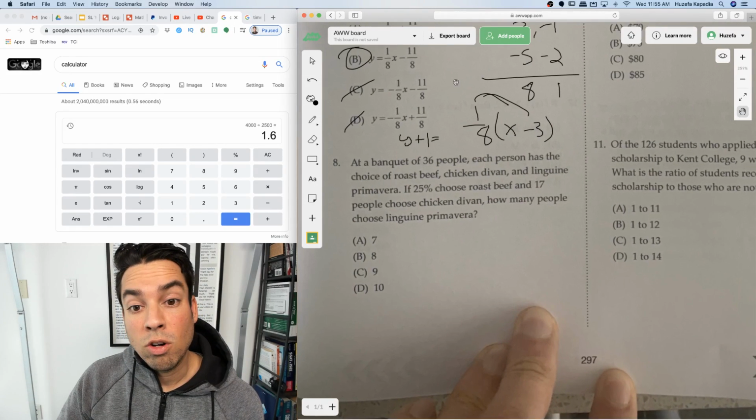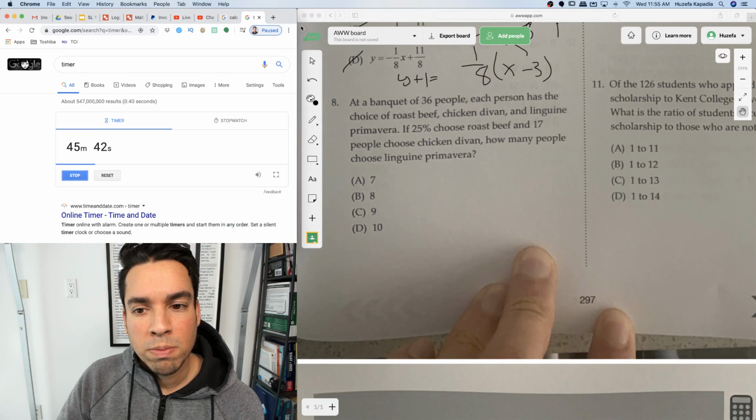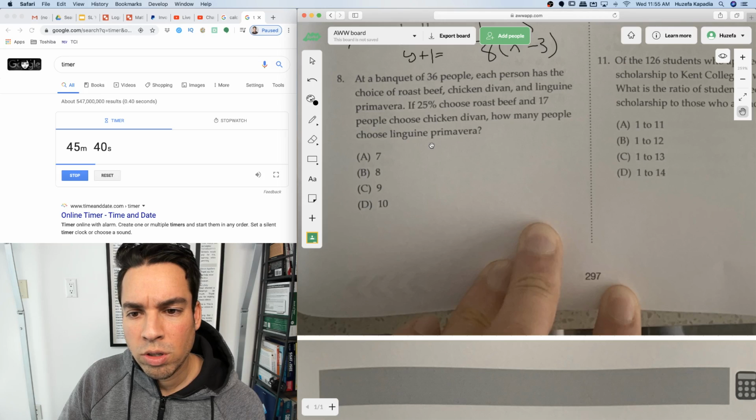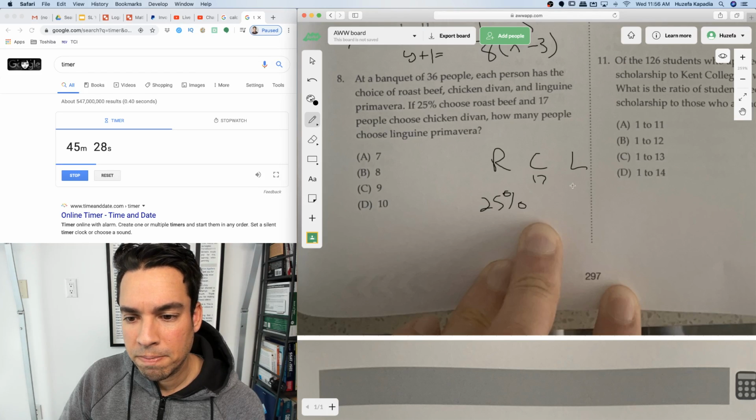I could have also plugged in to these equations, but okay. At a banquet of 36 people, each person has the choice of roast beef, chicken, or linguine. Okay, 25% choose roast beef, and 17 people choose chicken. How many people choose linguine?